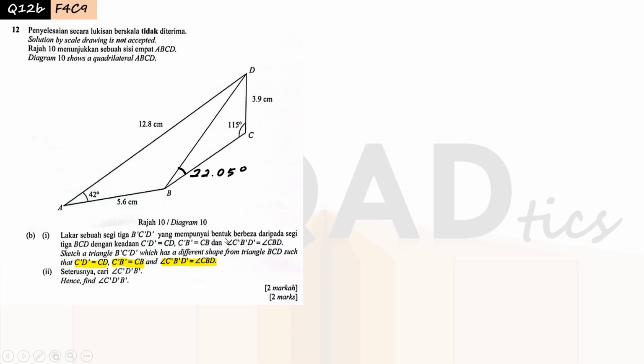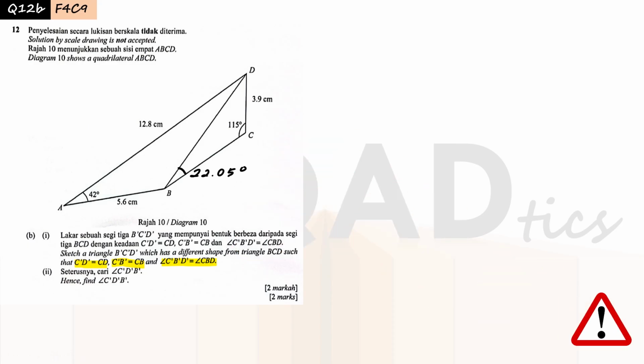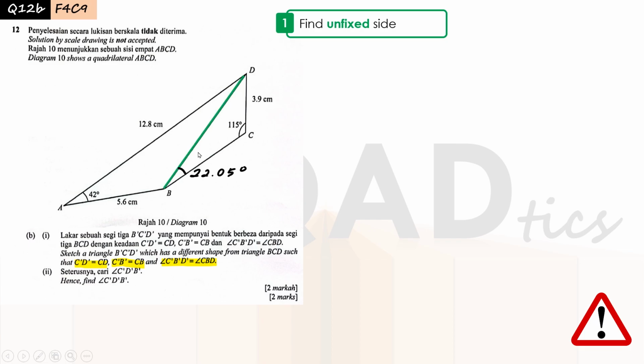be changed. Alright, so to draw out this similar triangle, we can use the 3-step method. Okay, first step, find the unfixed side. So CD and CB is fixed, so the only unfixed side is DB. Okay, and the second step is to find the unfixed angle from line BD. Okay, so here it says that the angle CBD is fixed, so the unfixed angle would be here.